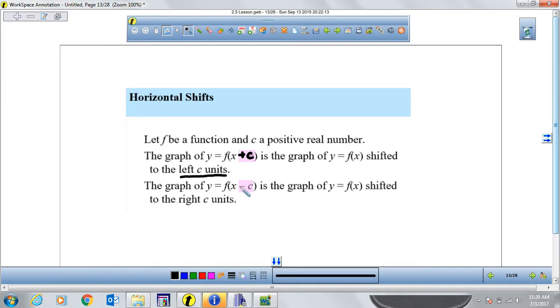If the function has a minus c inside, then this graph is going to shift to the right c units. So remember this, if it goes to the left c units, you're just going to subtract that number from the x values. If it goes to the right c units, in other words, when you have a minus c, you're going to add that number to the x values. Okay, so it's going to be the opposite operation.